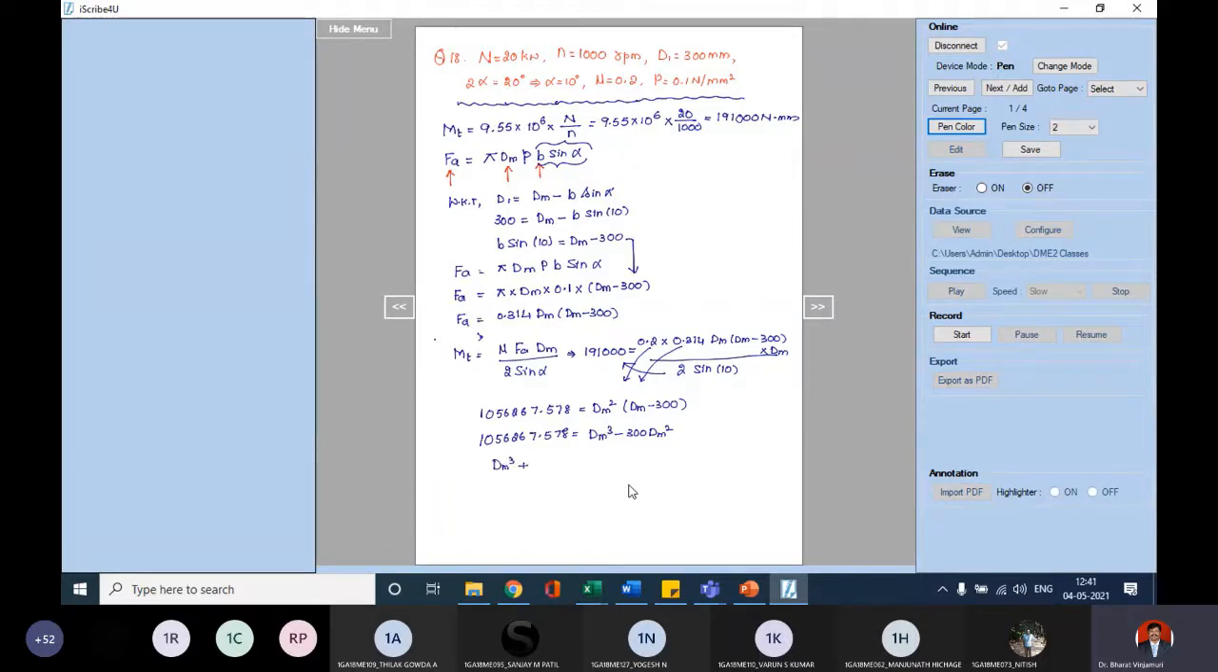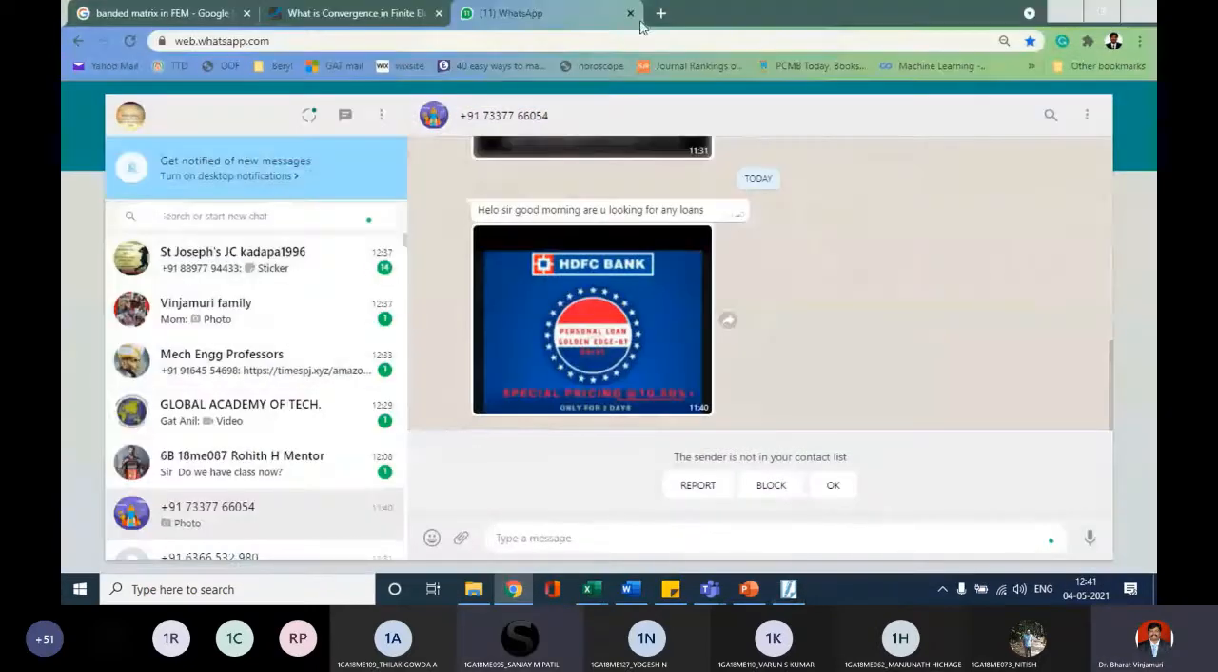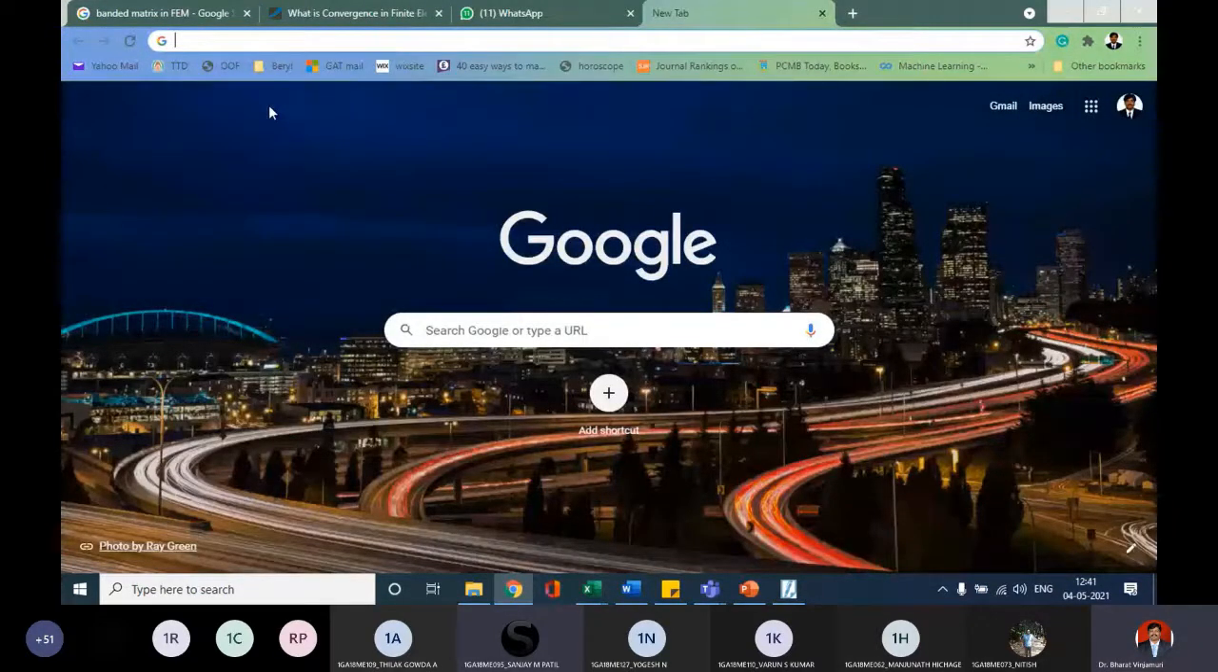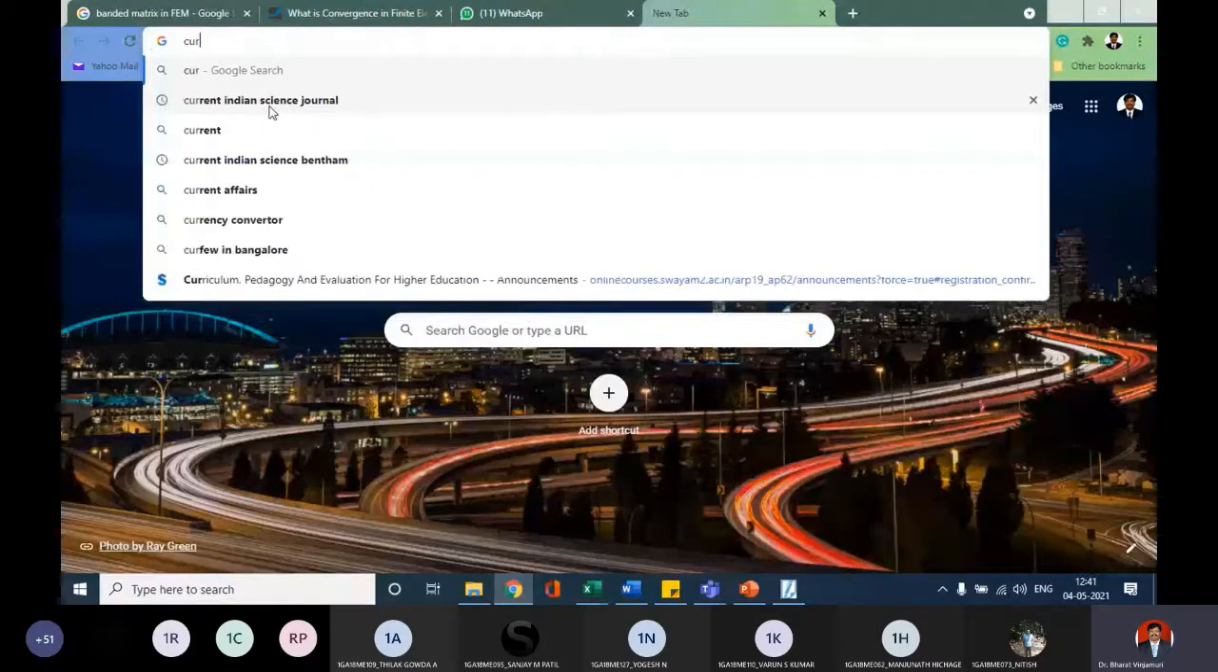dm cube minus 300 dm square minus 1056267.578 is equal to zero. So how much is the value of dm in your calculators? Can you tell me the answers quickly? 287.19. You usually get two answers, no? Only one answer you get with a cube root. How much? 267.37. Everyone is getting the same answers? 301.16. Even I got this, obviously, a cubic equation.